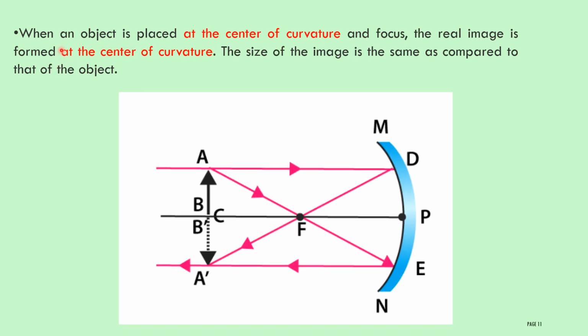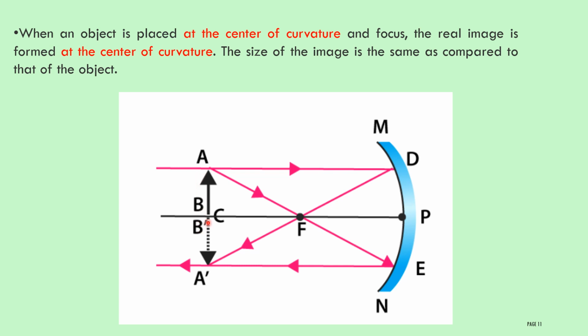Next, when an object is placed at the center of curvature, if you place it exactly at the center of curvature, the real image is formed exactly at the center of curvature, and the size of the image is the same as the size of the object. Let us discuss in detail here.